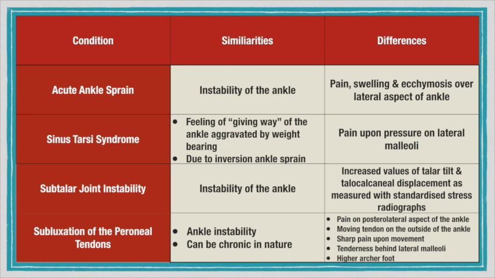In subtalar joint instability, they are similar due to instability on the area. However, they differ in presence of increased values of talar tilt and talocalcaneal displacement, which is measured with standardized stress radiographs. In subluxation of the peroneal tendons, they are similar since both possess ankle instability and are chronic in nature. However, they differ due to pain on the posterolateral aspect of the ankle, moving tendon on the outside of the ankle, sharp pain upon movement, tenderness behind lateral malleoli, and a higher arc foot.